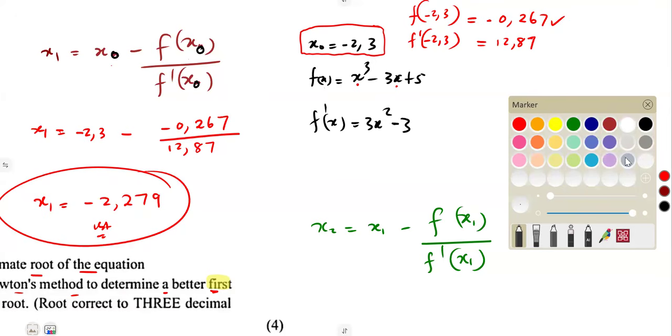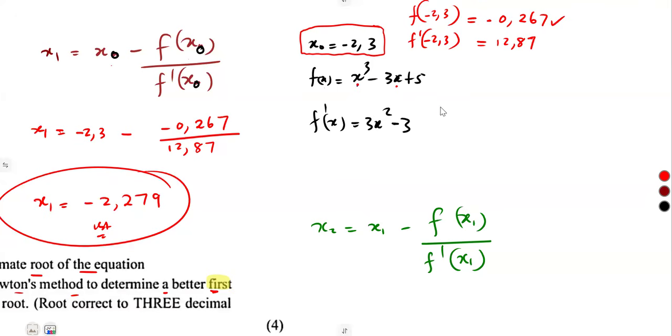We must substitute back into our f of x. So that's f of x1. Remember, this is minus 2.279. Substitute this in place of x into your f of x, the original function. You are going to get 0.00 something like that.